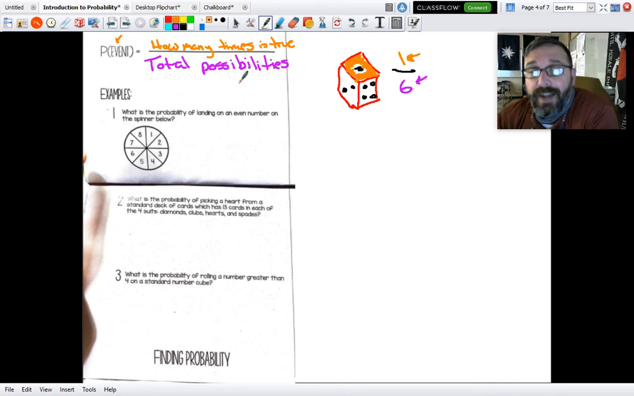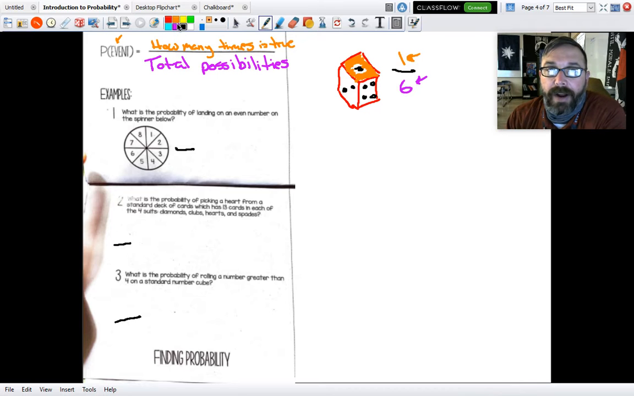So let's look at these and let's go on. Now, the first step is always going to be for us to write this in a fraction. So I'm just going to go on ahead and put the fraction bars there. Boom, boom, boom, boom. All right, now I don't have to worry about changing back to that color. In the first one, it's asking, what is the probability of landing on an even number on the spinner below? Well, let's look. What are the total number of options for this spinner? 1, 2, 3, 4, 5, 6, 7, 8. So there are 8 different ways the arrow could land.